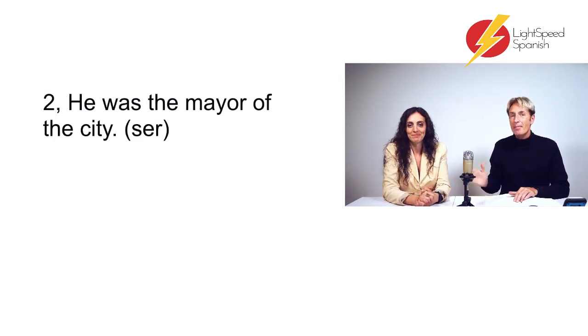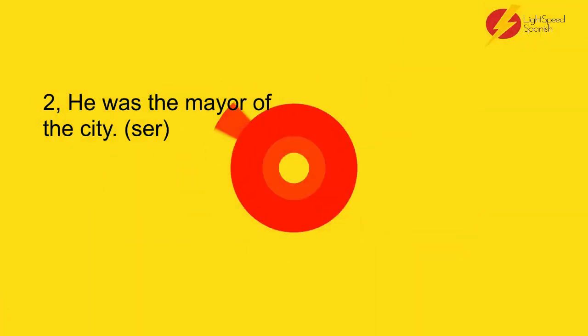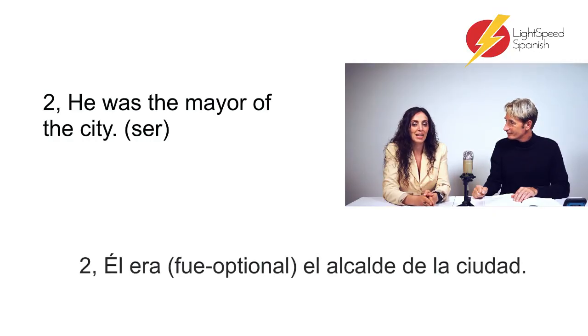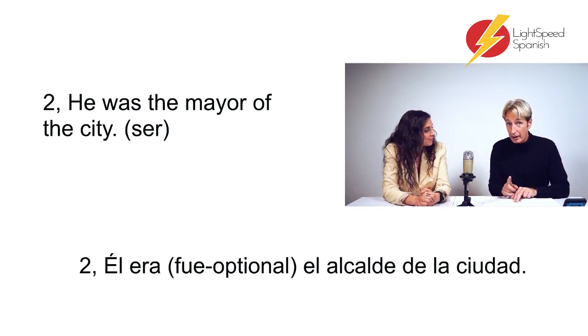Número dos. He was the mayor of the city. I would say él era el alcalde de la ciudad o del pueblo, because city could also be pueblo. It could also be fue, it depends. There would be a difference, but with no context, I would say era. If you said fue, you're not incorrect, but you're only incorrect if you don't know why you've used fue.